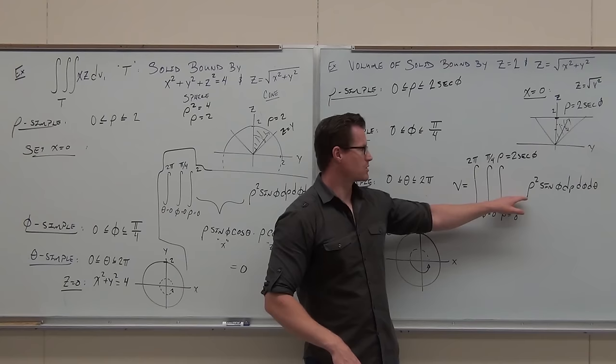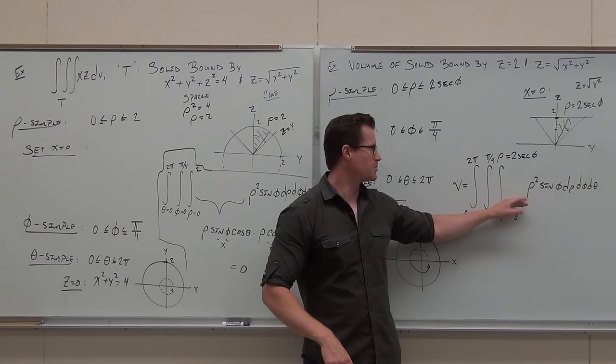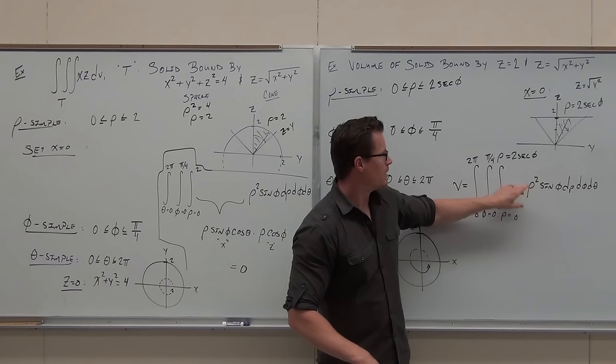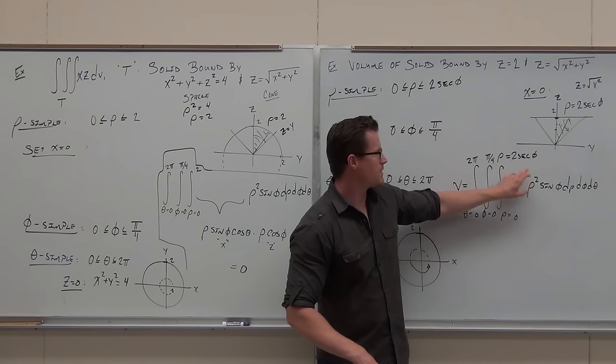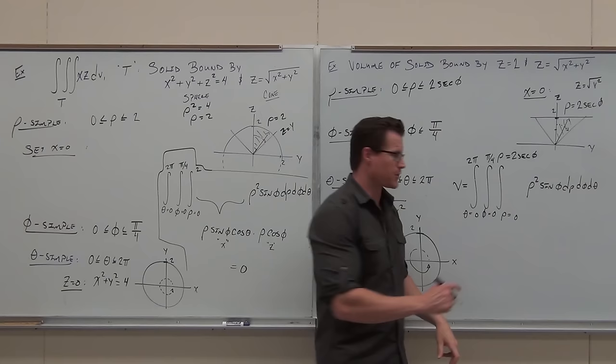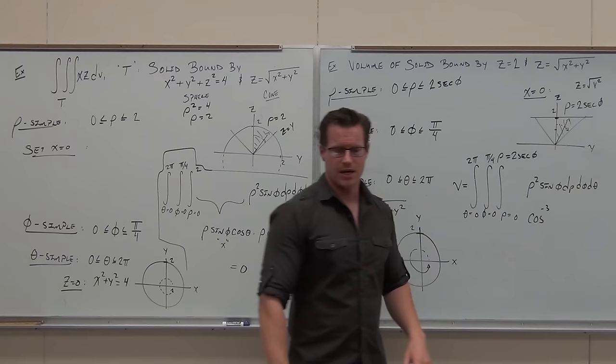What's going to happen is you're going to have a rho squared. You do 1/3 rho cubed. Same stuff happens here. You plug in this for rho and this for rho. You end up getting a 2. You get a 1/3 out in front. It doesn't really matter. You get this 2 secant phi to the third power. That's cosine to the negative third power of phi that you're going to end up getting in there.